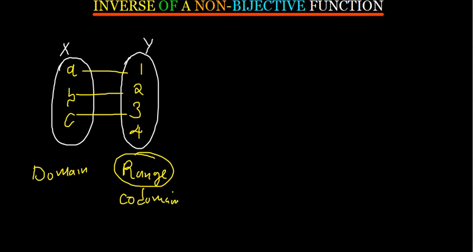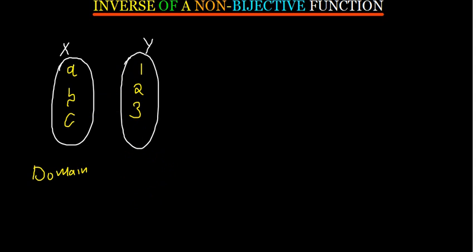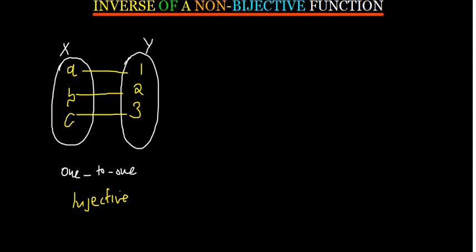So when you have a function like this one, each x value is related to some y value. In a case like this one, you can see all the elements in x are related to some element in y. This is called a one-to-one function. The other name for a one-to-one function is an injective function.